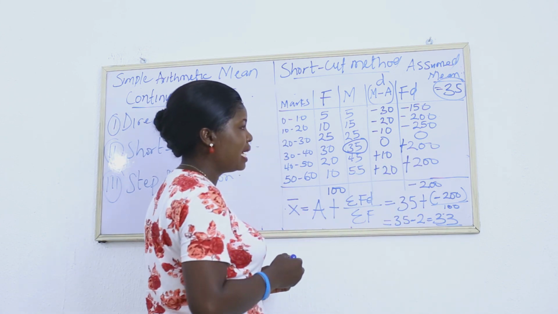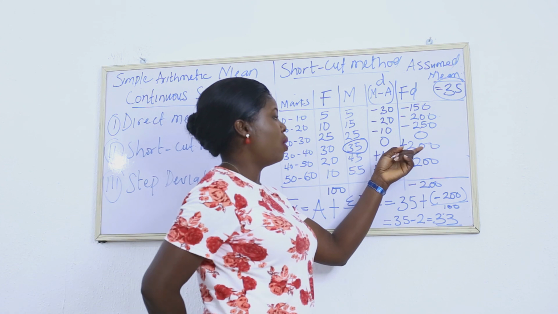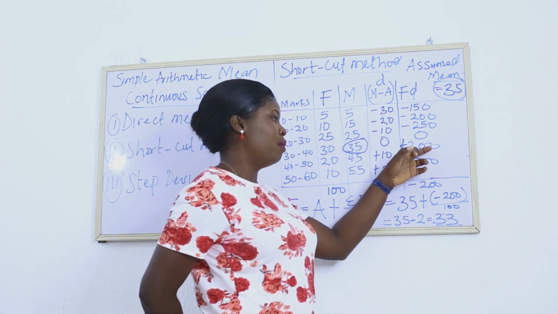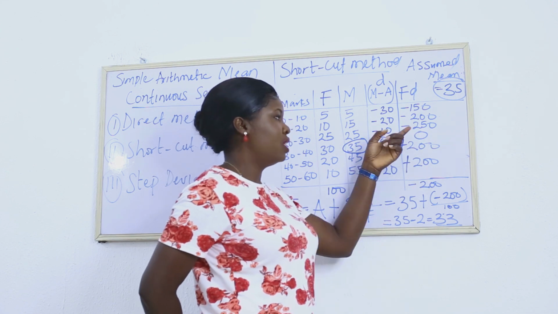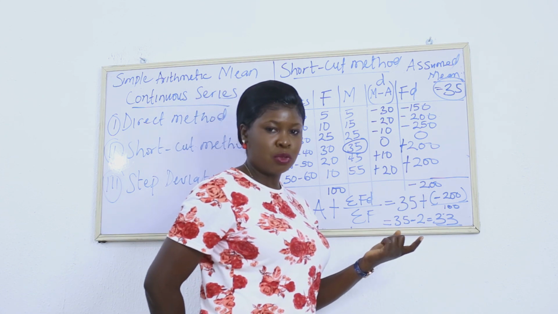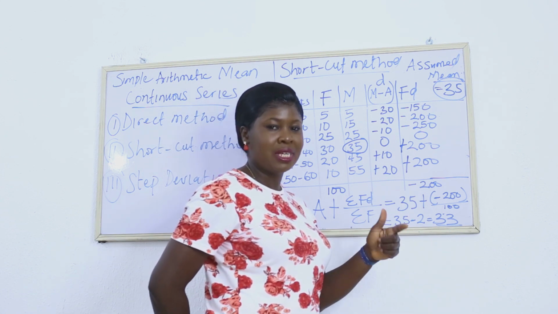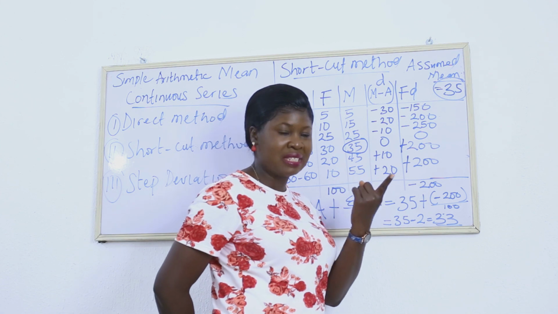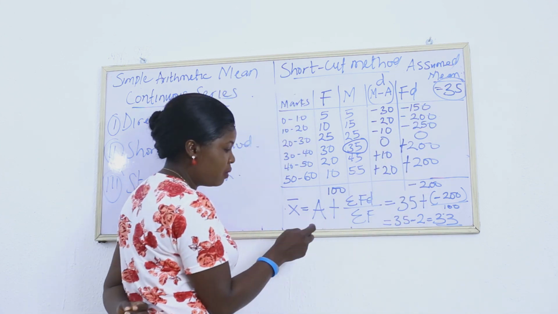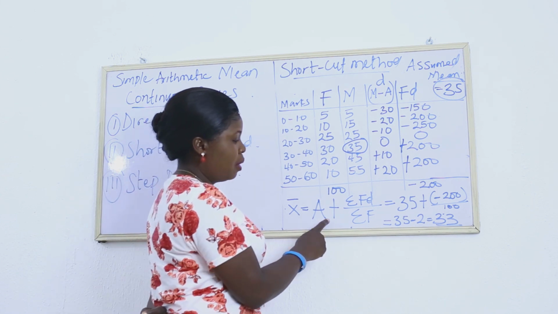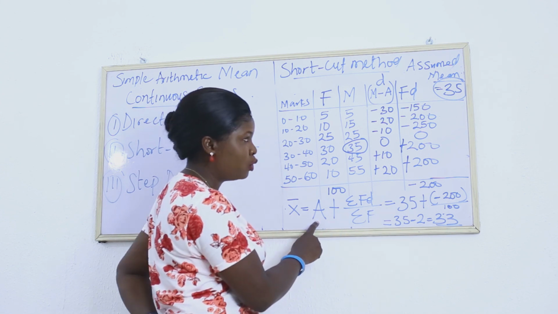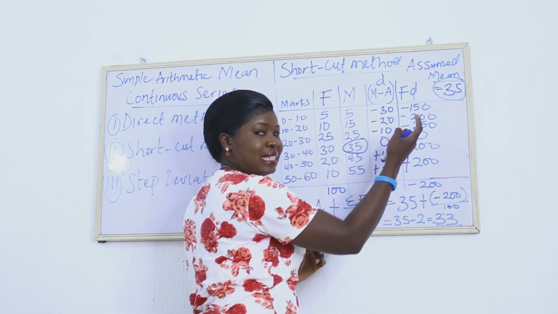What is our value? To get this is easy. When we have plus 200, minus 200, minus 150, minus 250: minus 200 will cancel plus 200. What remains is minus 150 minus 250 plus 200, so we have 200 deficit left. Bringing it into the formula, we have A plus summation fd all over summation f, which is equal to, what is our assumed mean? Like I said, our assumed mean is 35.